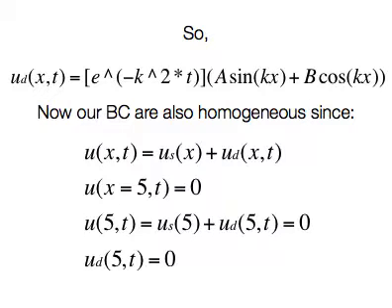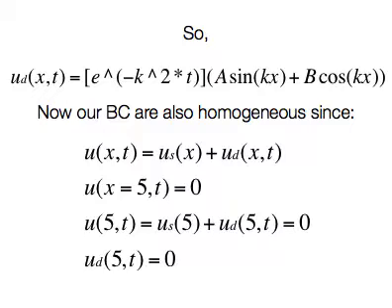So here we have our form for u sub d. Looks a little bit messy. It's e to the negative k squared t times a sine kx plus b cosine kx. Now what is convenient is that our boundary conditions are also homogeneous, and I gave an example of one of them below, which is that u of x and t is equal to u sub s plus u sub d.